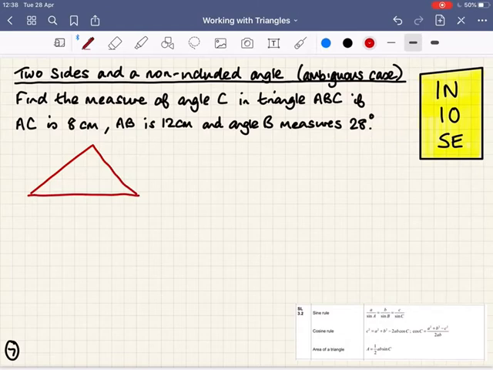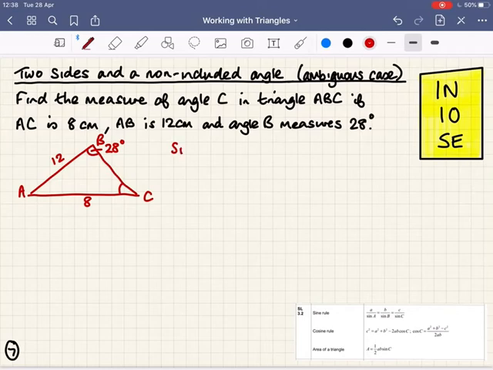So my triangle ABC, just label the sides, the angles ABC, and you know that the length AC is 8, the length AB is 12, and the angle at B is 28 degrees. But it doesn't have to look like that. I've just drawn that to help myself determine which particular version of the rule I'm going to use. So I want to find the angle at C.